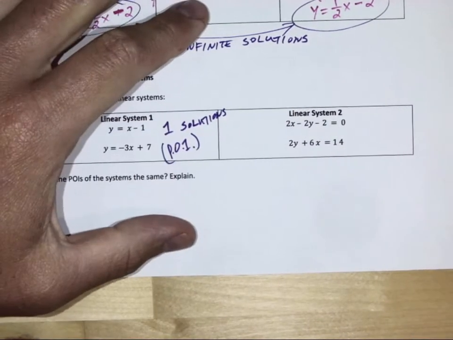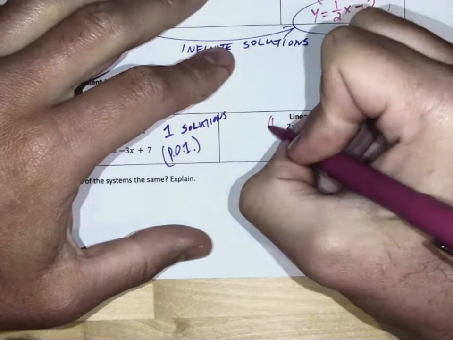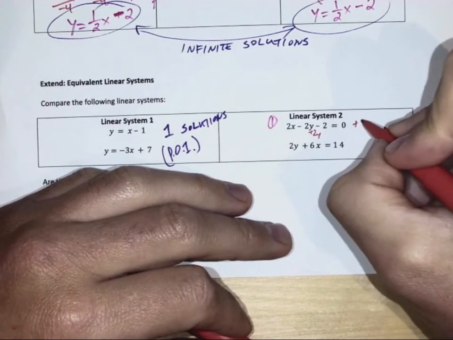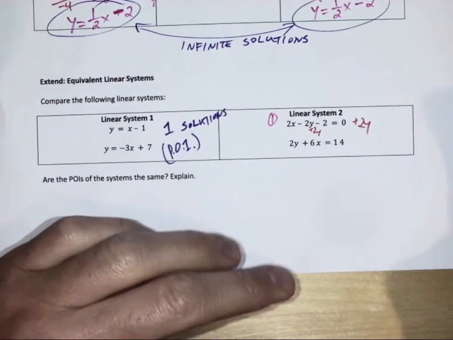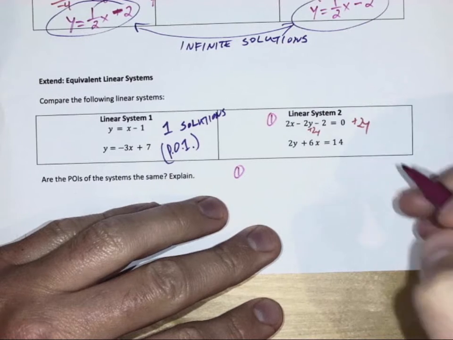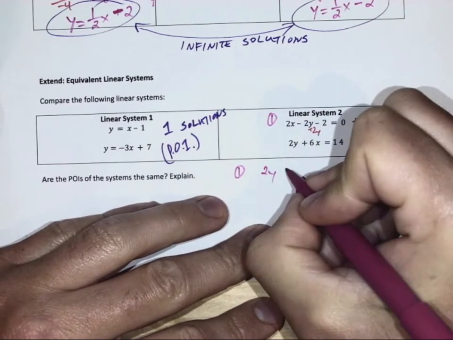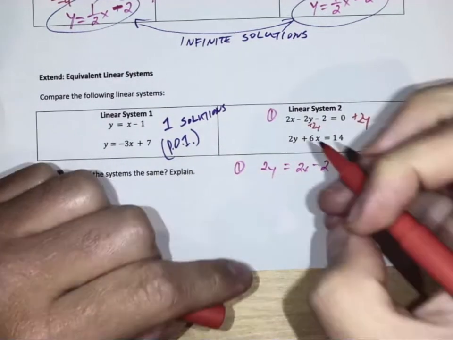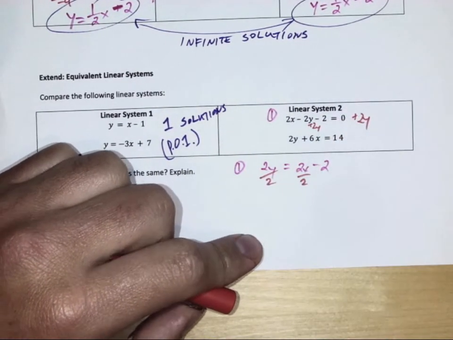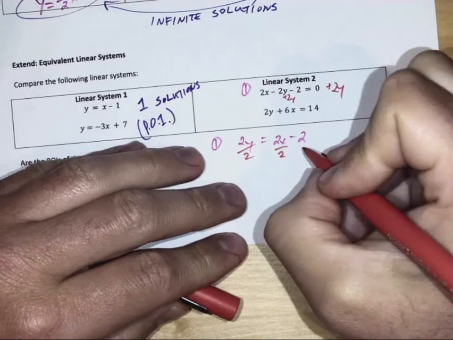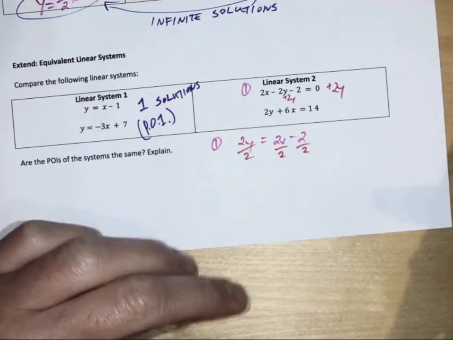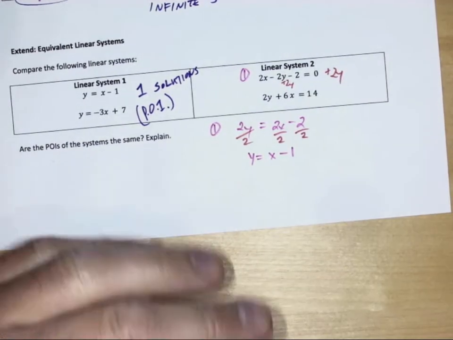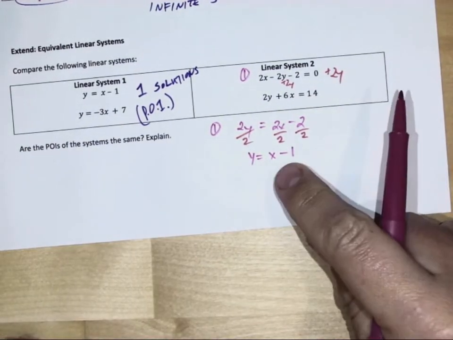So let's rearrange. We call this equation 1. I'm going to add 2y to the left, which means I'm going to add 2y to the right. So for equation 1, I've got 2y equals 2x minus 2. When I divide by 2, I've got y equals x minus 1. That looks like that one.